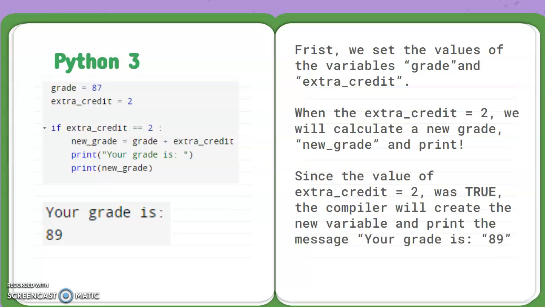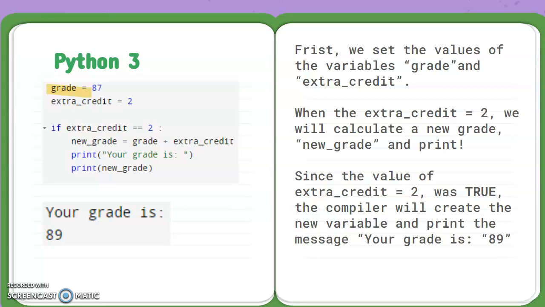In Python 3, it looks a little bit different. Just like before, first we set the variables grade and extra credit. When the extra credit equals 2, we will calculate a new grade and print. So, since the value of extra credit was true, since extra credit equals 2.